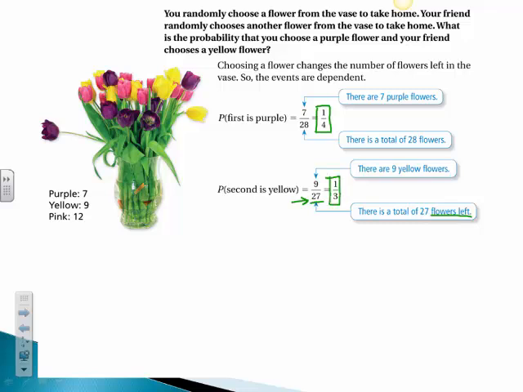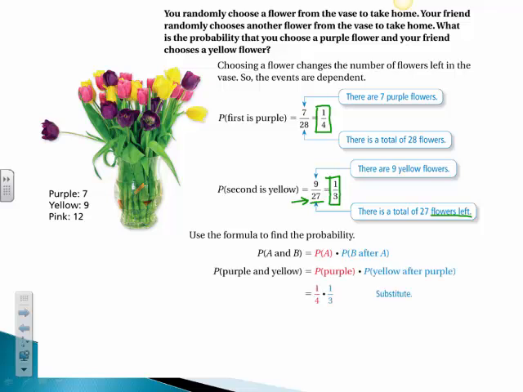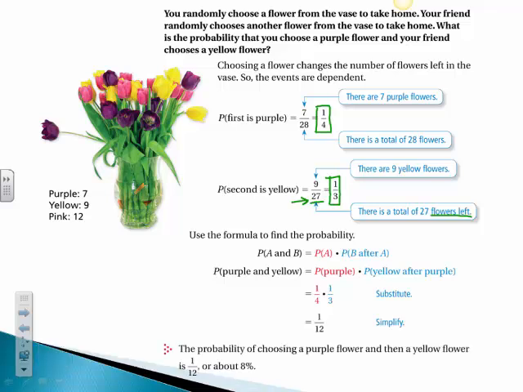To find the total probability of you pulling purple and then your friend pulling yellow, we need to multiply them together. So 1/4 times 1/3 is 1/12. So the probability of choosing a purple flower and then a yellow flower is 1/12, or about 8%.